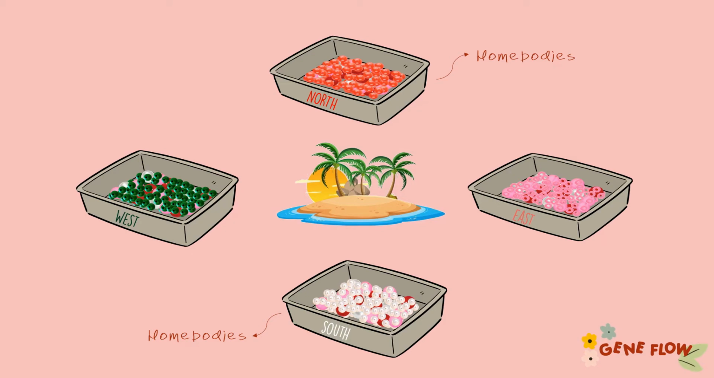The gravel divers living on the east and the west side of the island are more adventurous. Many of these gravel divers commonly leave their natal population to find a mate. Some of the gravel divers from the eastern shore will migrate to the southern shore, and some of the gravel divers from the western shore will migrate to the northern shore.